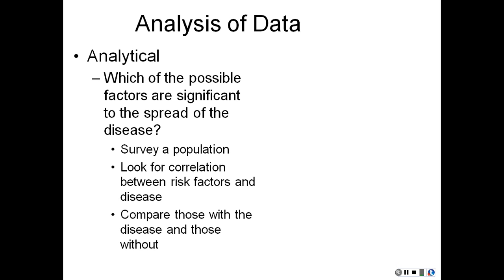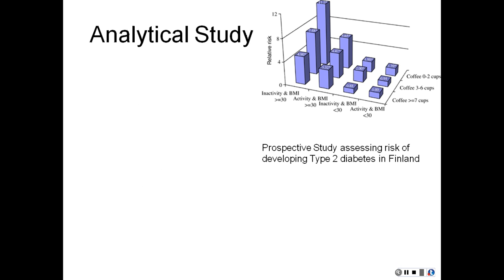So when Semmelweis looked at the women who were giving birth, and what was different between those two groups, he was analyzing that data. He was taking his pattern and analyzing it, trying to figure out what was the source.